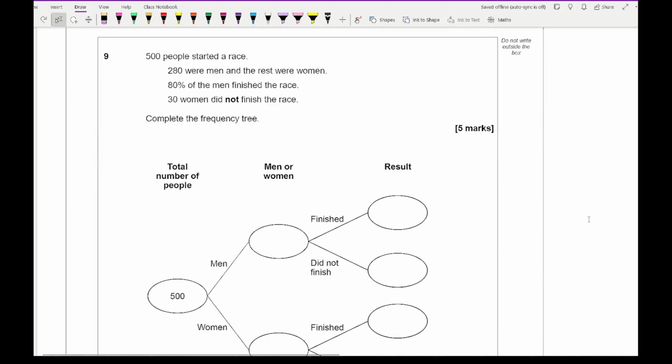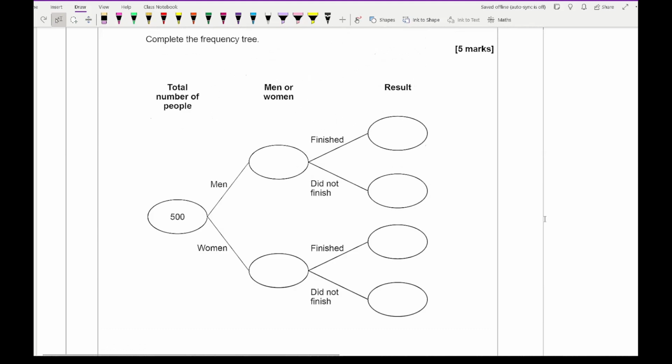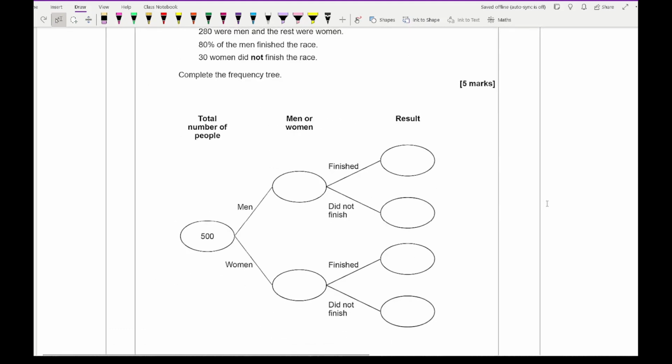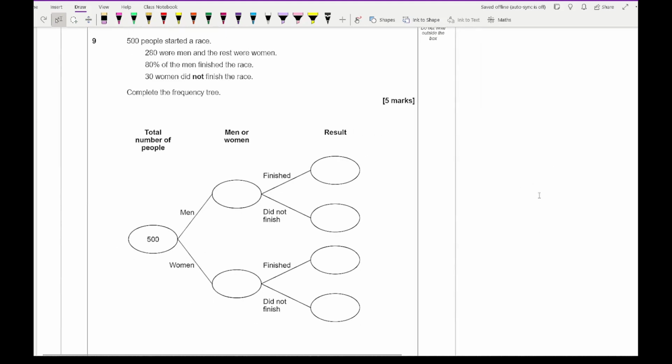Moving on to question 9, it says 500 people started a race, 280 were men, the rest were women. 80% of the men finished the race, and 30 of the women did not finish the race, and we need to complete the frequency diagram. So first of all, let's just zoom out a little bit, just so we've got that information.